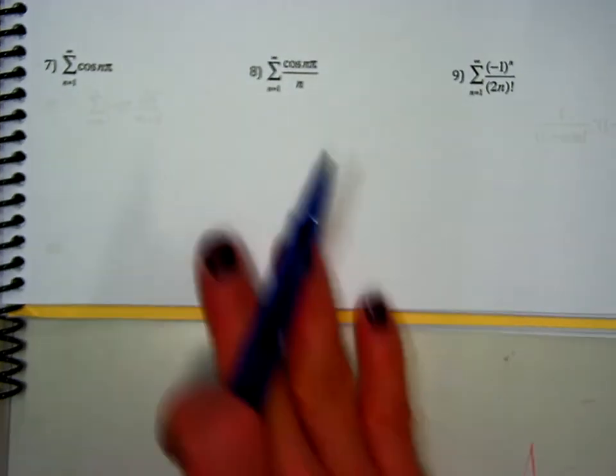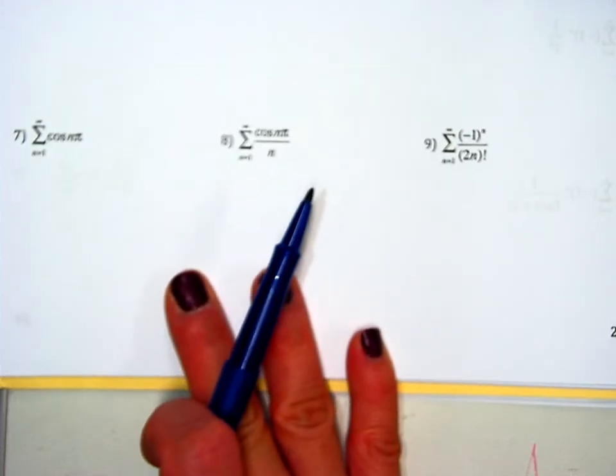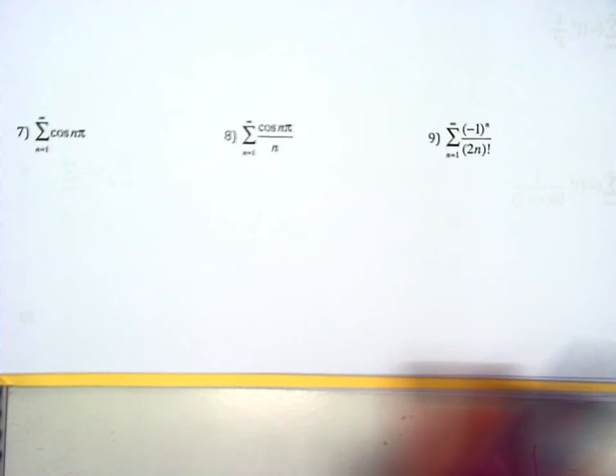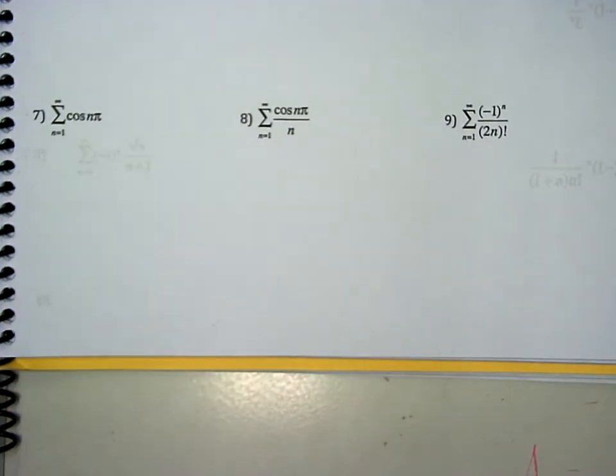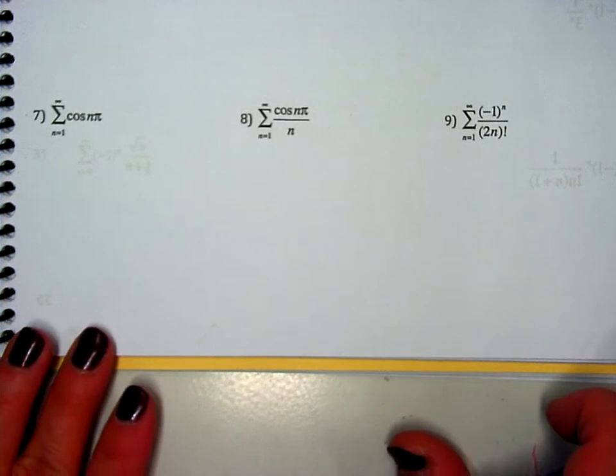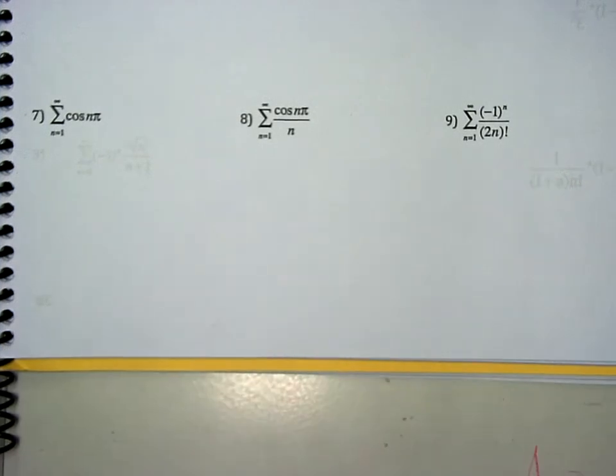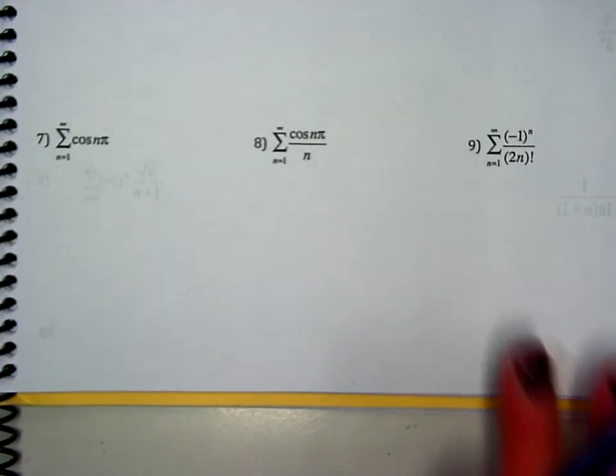Okay, here are a couple more alternating series test examples. This is on page 29, the 3 problems at the bottom. These are slightly different than some of your standard ones. Okay, cosine of n pi. When you look at this series, it doesn't look like it is an alternating series.